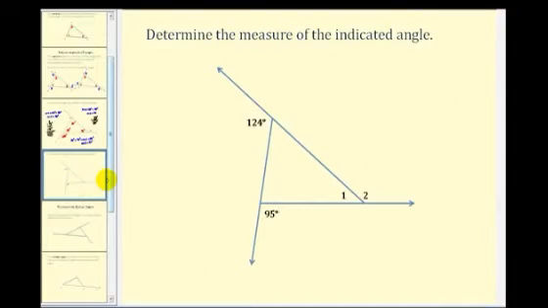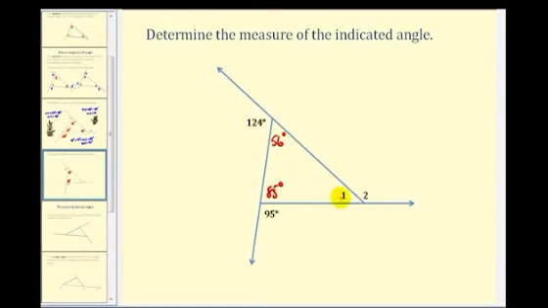Let's take a look at another example. This one will go a little bit quicker. We know that the interior and exterior angles form a linear pair, and therefore their sum would be 180 degrees. So 180 minus 124, that's going to give us 56 degrees for this angle here. Over here we'd have 180 degrees minus 95 degrees, that'll be 85 degrees.